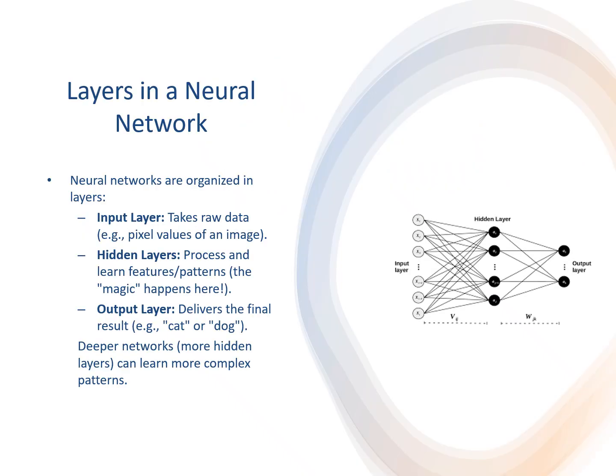Layers in a neural network. Neural networks are organized into layers. The input layer receives raw data, for example, pixel values from an image. The hidden layers process the data and learn patterns. This is where the real magic happens. The output layer produces the final result, such as identifying whether an image is a cat or a dog. The more hidden layers a network has, the deeper it becomes, and deeper networks can learn more complex patterns.